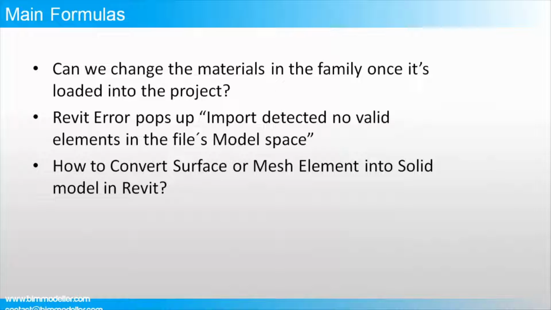How do you convert a surface or mesh element into a solid model in Revit? As I mentioned, in manufacturing sectors they used to have surface modeling and mesh modeling. We have to convert those surface and mesh models into solid modeling in Revit, because mesh and surface modeling will not be supported in Revit. So we have to create those elements ourselves in Revit using the solid modeling tools, Extrude, Revolve, or whatever tools it requires.